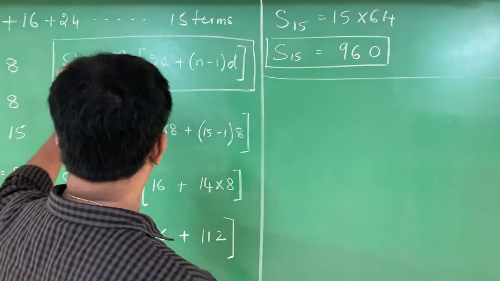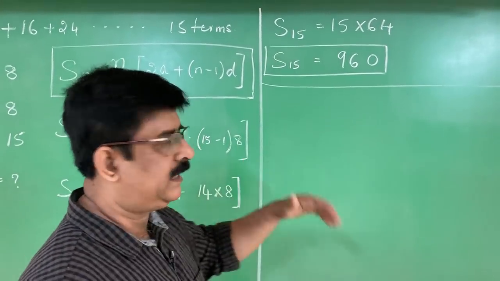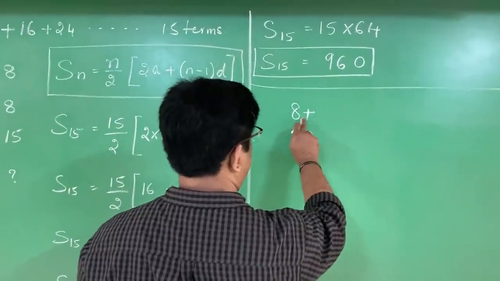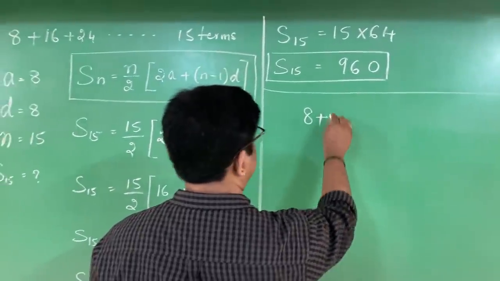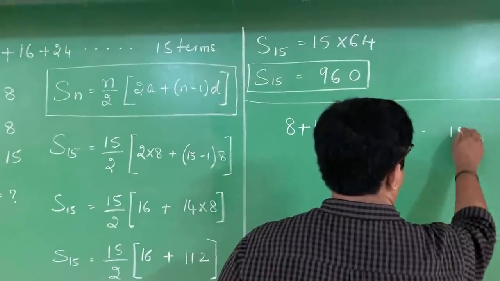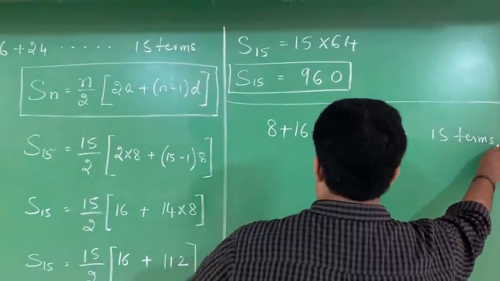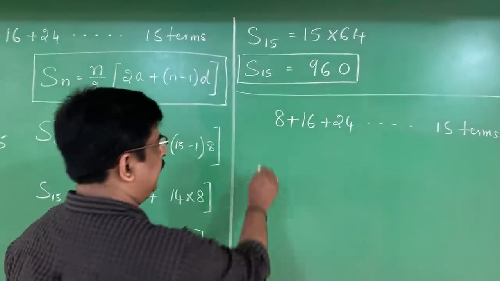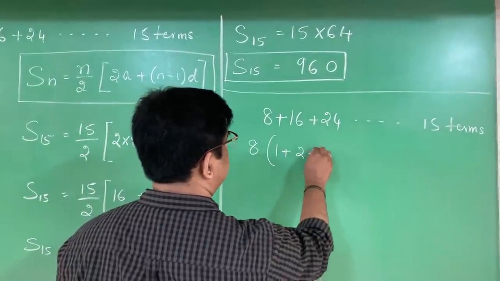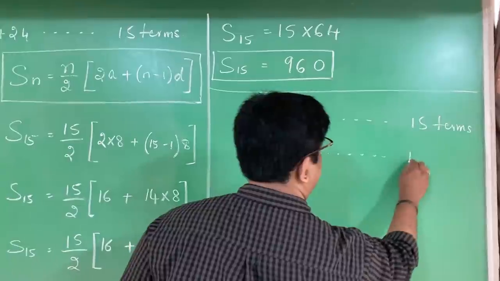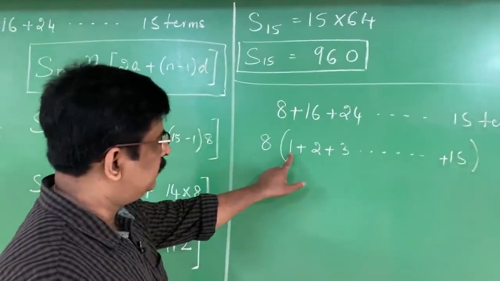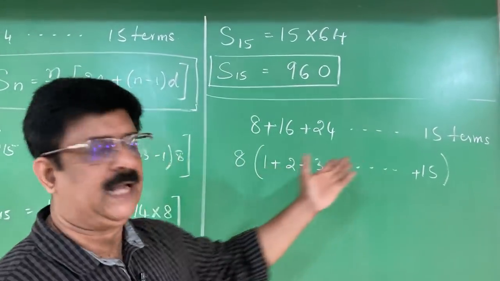See, this problem can be solved by another method. That is the method of natural numbers, where we write the sequence like this. When we put the plus, it becomes a series. See, 15 terms. Since all numbers are multiples of 8, I can take 8 as a common factor. It becomes 1 plus 2 plus 3, up to 15 terms. When you see the numbers inside, all of them are natural numbers.